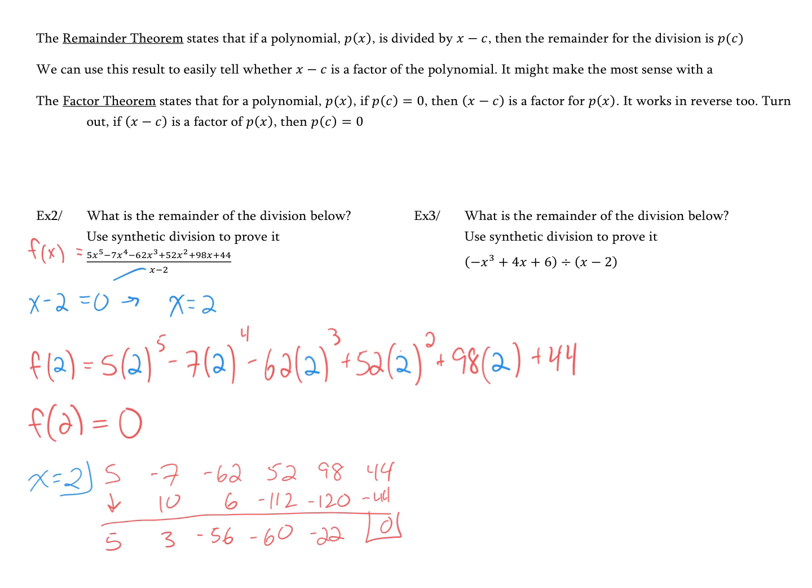So we can see that this works now. You type this all in the calculator and get 0, and the remainder was 0. How does that help us? Well, again, if the remainder is 0, that means x minus 2 evenly divided this polynomial in the top. So what that means then is we could write f of x as x minus 2 times, it's a factor of that, whatever was left as part of our answer. So that becomes 5x to the 4th plus 3x cubed minus 56x squared minus 60x minus 22.